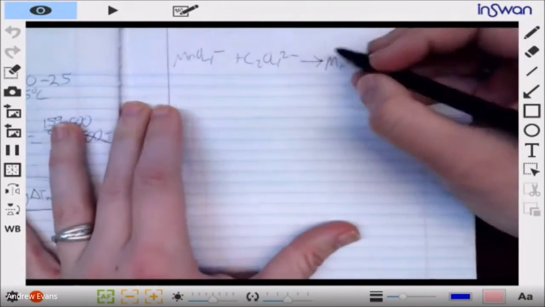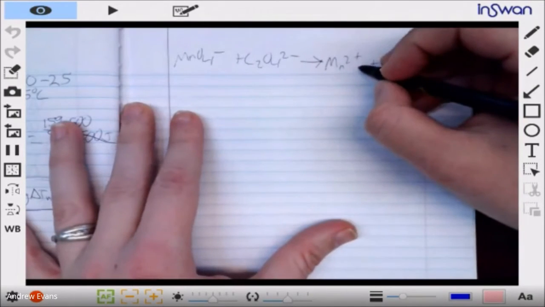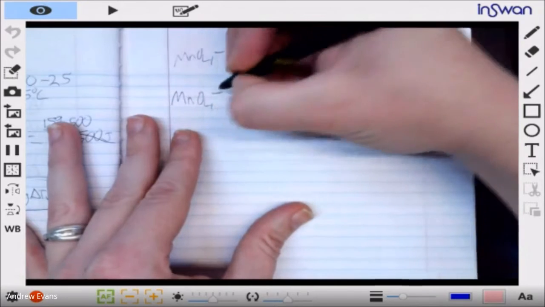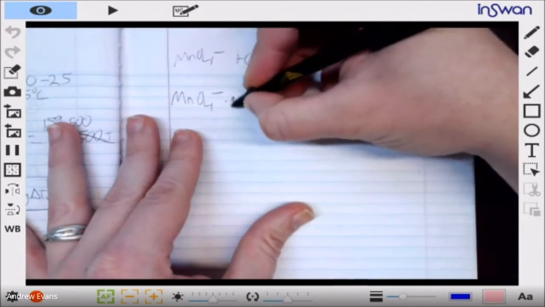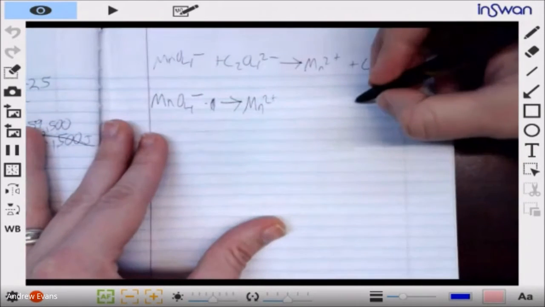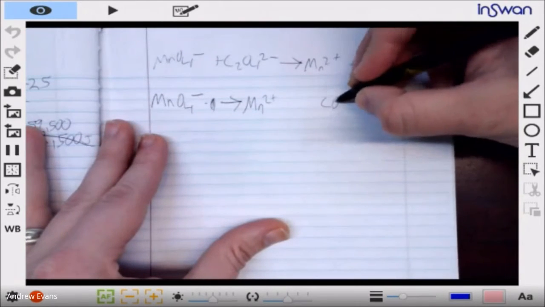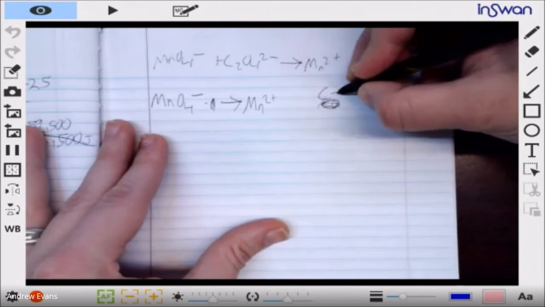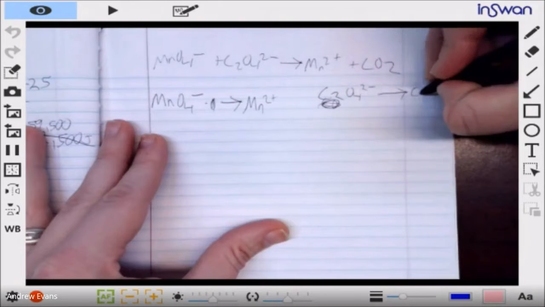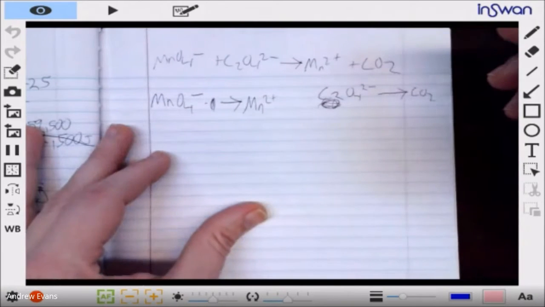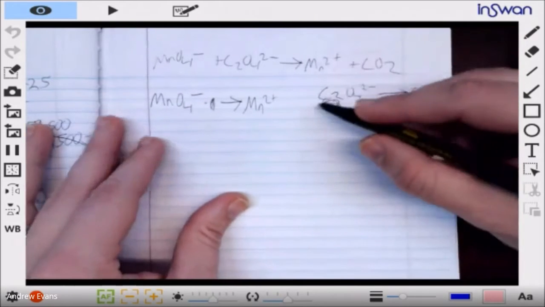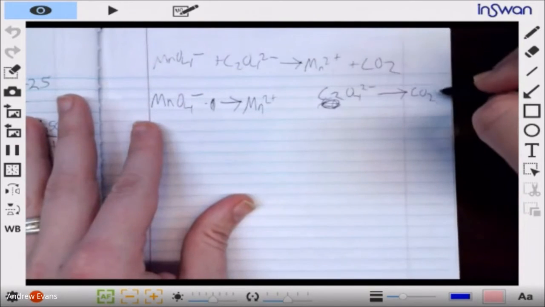So step 1, we split them into the half reactions. So we have one half, the permanganate goes to Mn2+, and we have the oxalate going to CO2. That's my step 1.